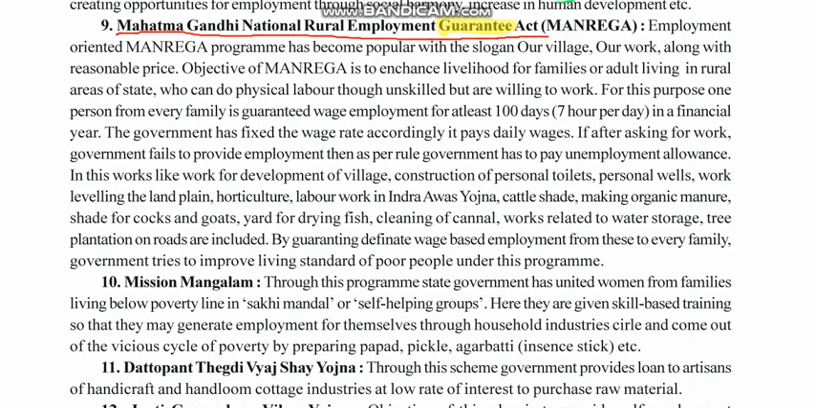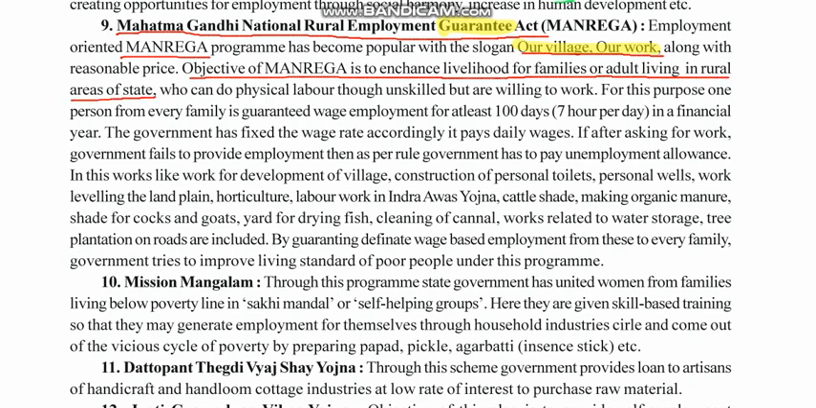Let us see into it. The employment-oriented MGNREGA program has become popular with the slogan "our village, our work." This is the slogan, remember that: our village, our work, along with reasonable prices. The objective of MGNREGA is to enhance livelihood for families or adults living in rural areas or states.